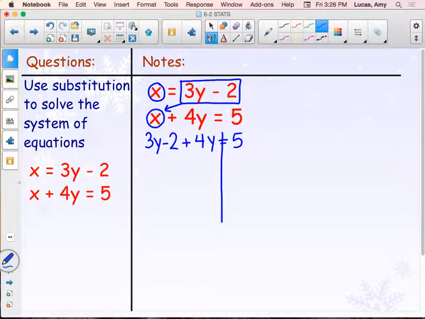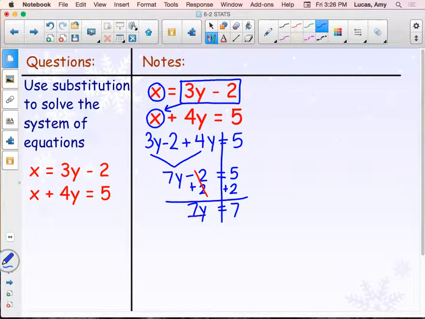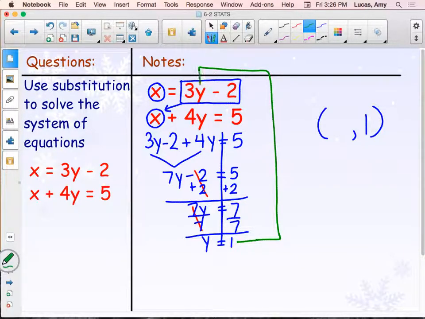I can combine the like terms. 3y plus 4y is 7y. So 7y minus 2 equals 5. Add 2 on both sides. So 7y equals 7. And then divide by 7 on both sides. So y equals 1. On this problem, I have found my y coordinate first. It's 1. Now I take that back up to where I started, and I replace the y with a 1.